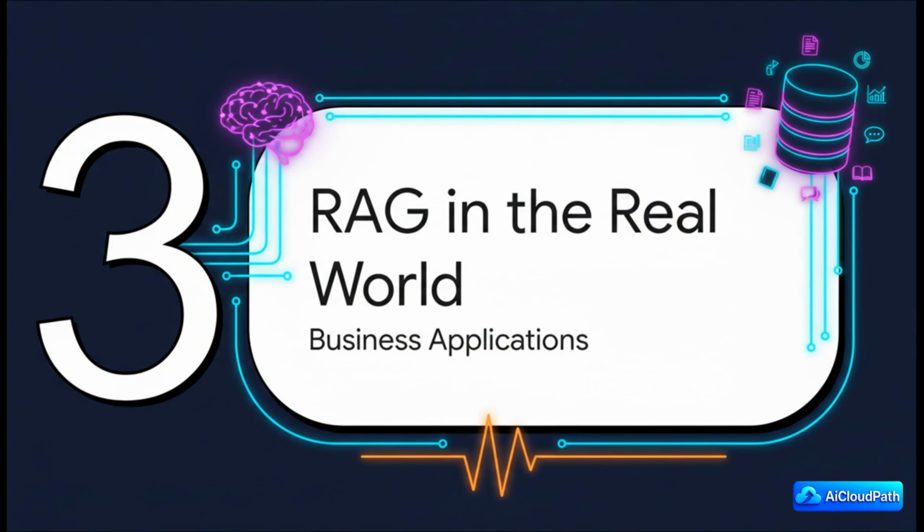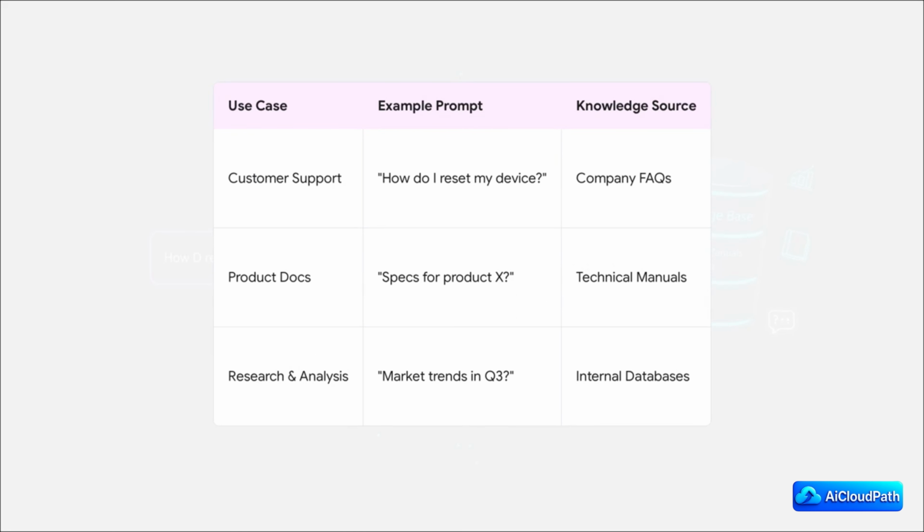All right, so we've got the mechanics down. That's the how. But where does this technology actually make a difference? Let's pivot from the how to the where and look at some practical, real-world business applications. This tech is just incredibly versatile. Think about customer support. It means your chatbot can give a super precise answer from the very latest company FAQs instead of that useless, generic, I don't know.